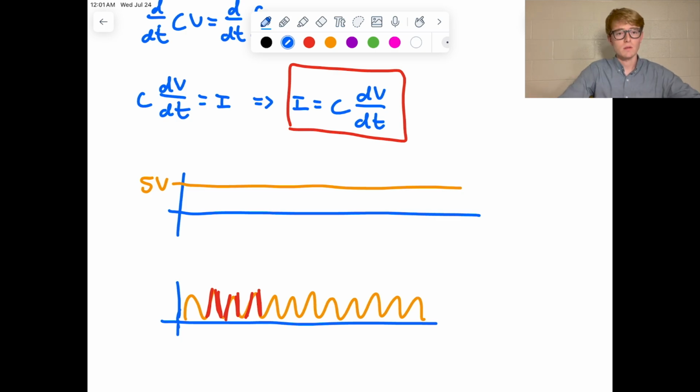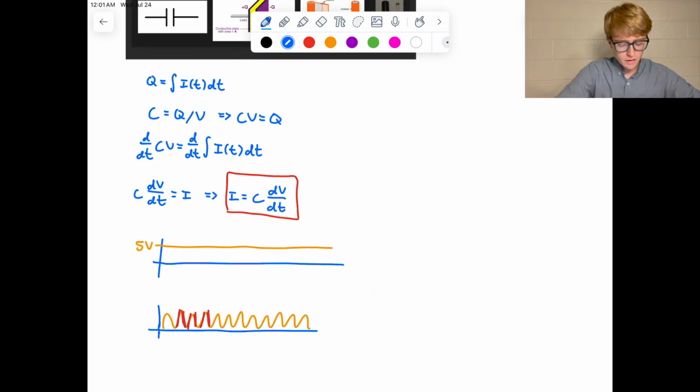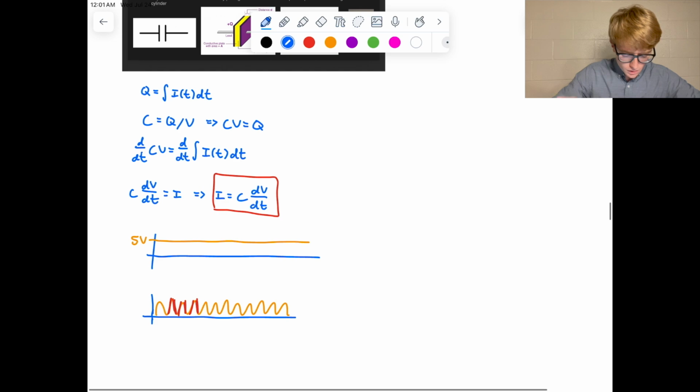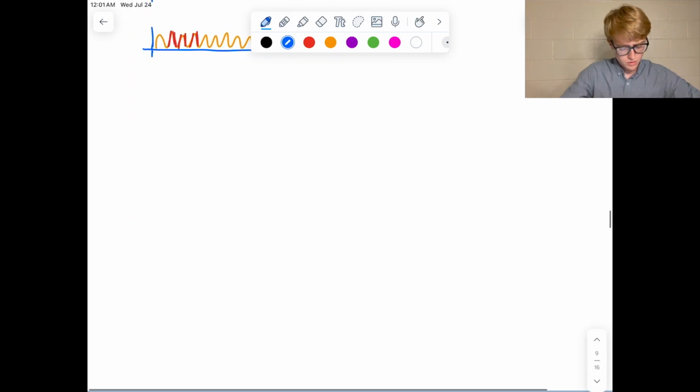Then I see that my capacitor starts to look more and more like a short or a wire, because current flows through there easily. So hopefully that explains both intuitively and mathematically what's going on with the capacitor. So yeah, I think that's all that there really is to go over there.